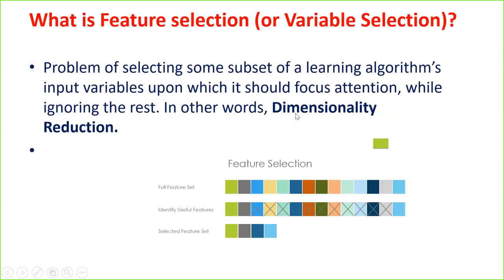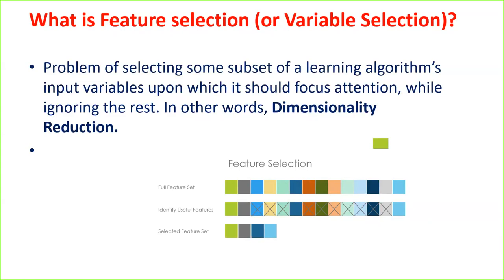Okay. So what is feature selection or dimensionality reduction? So very simple. It is a problem of selecting some subset of the features, right? So some subset of a learning algorithm's input variables upon which it should focus attention while ignoring the rest of them. So in other words, we are trying to reduce the number of dimensions. Okay. But this is not the only way of reducing the dimensions. There is another way also, which is projecting the data to some lower dimensional space.